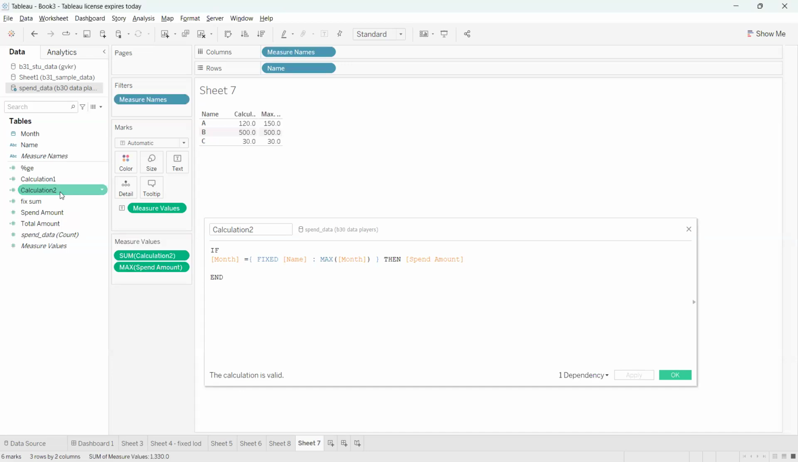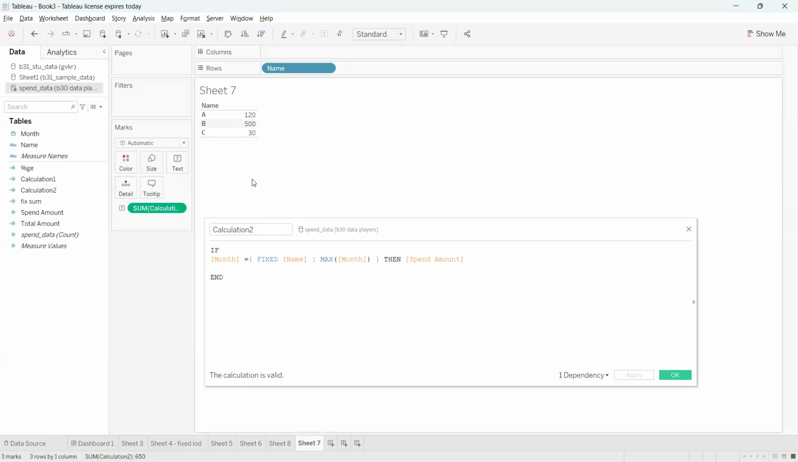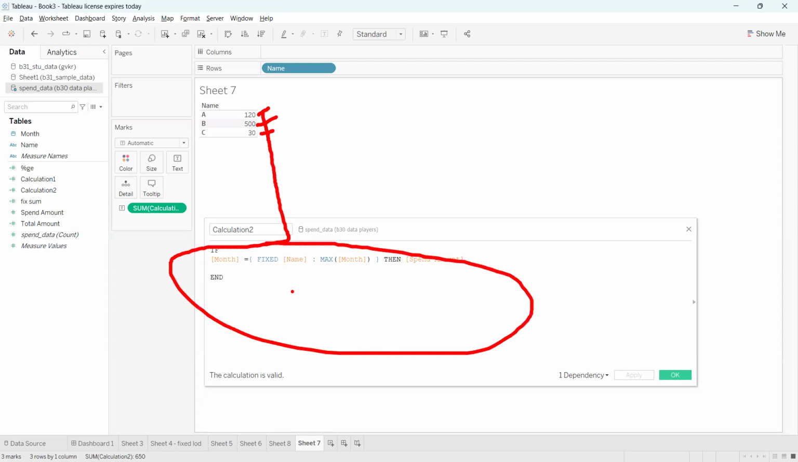Now let's drag the calculation to here. Now you see, remove the spend amount here. Now you see, I got the answer here. For person A, it is showing 120. For person B, it is showing 500. For person C, it is showing 30 here. I achieved the requirement using this fixed LOD concept here.